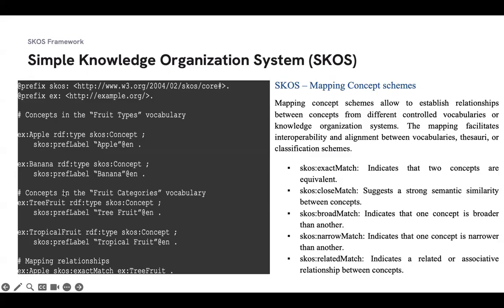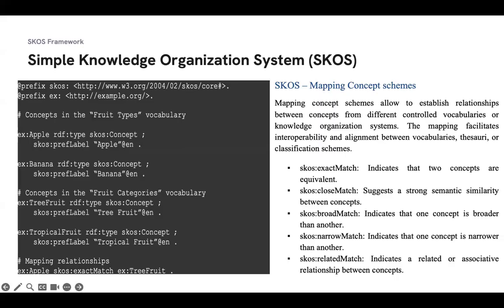Because in the end, we want to see tomorrow if we want to query if, for instance, someone is using our vocabulary and they are saying, okay, tell me about tree fruit. And the person has only the fruit type vocabulary. Based on this mapping, because they have that mapping done, they will get a response because they have already connected their concept to the fruit category vocabulary.